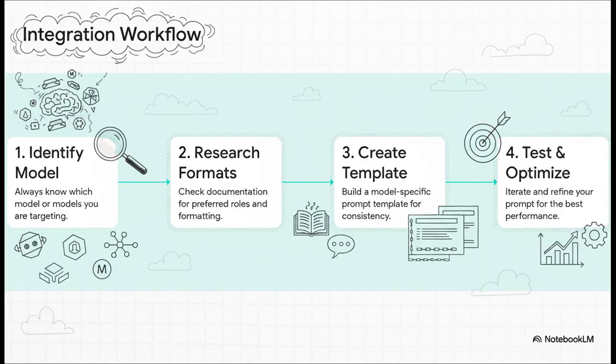It's a simple 4-step workflow. 1. Always identify which model you're targeting. 2. Do a quick search of their documentation for the right role tokens and formats. 3. Create a specific prompt template just for that model. And 4. Test and optimize. I promise, this little bit of time up front will save you hours of headaches down the line.